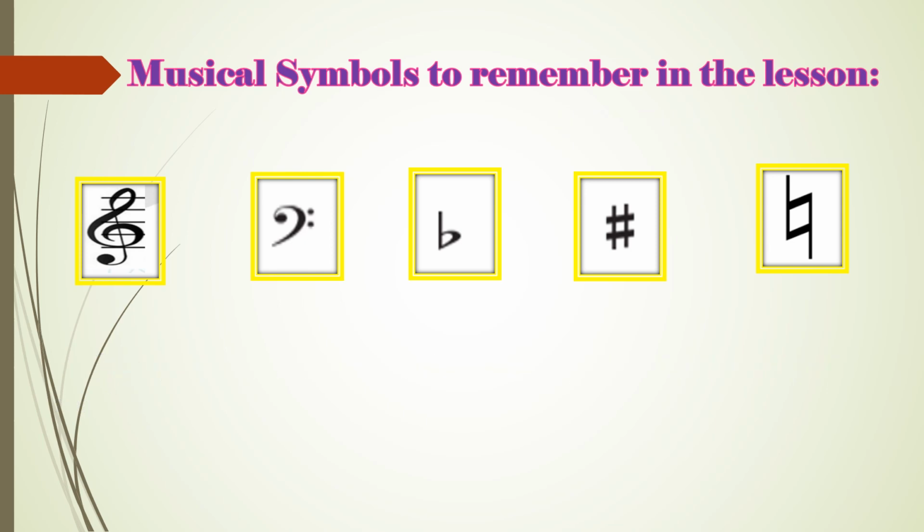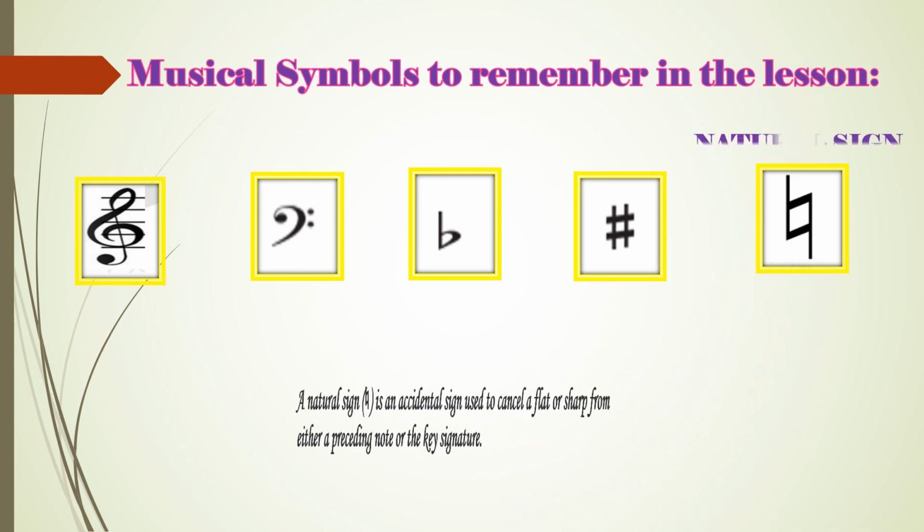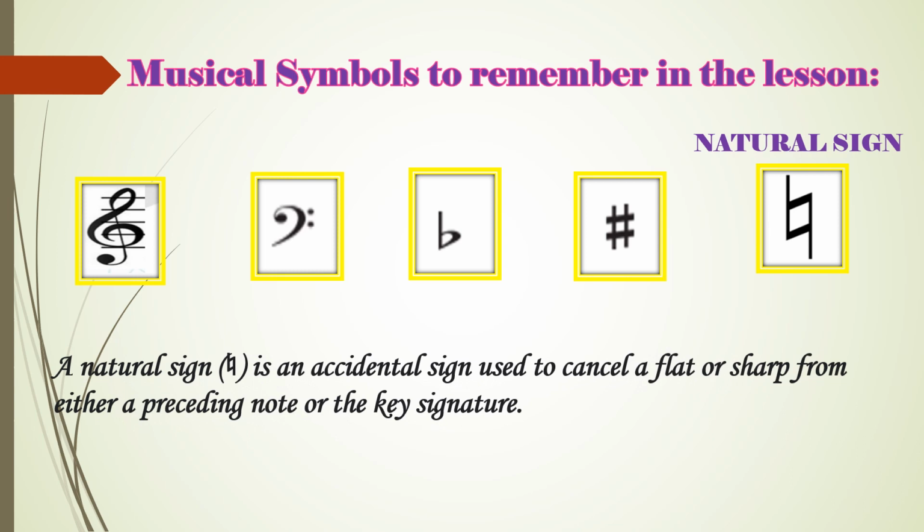What do you call the fifth musical symbol? Excellent! It's natural sign. A natural sign is an accidental sign used to cancel a flat or sharp from either a preceding note or a key signature.